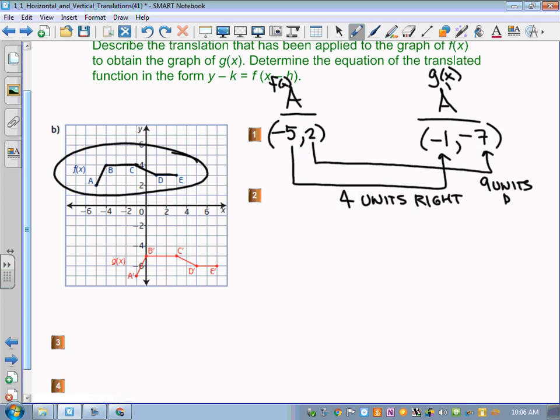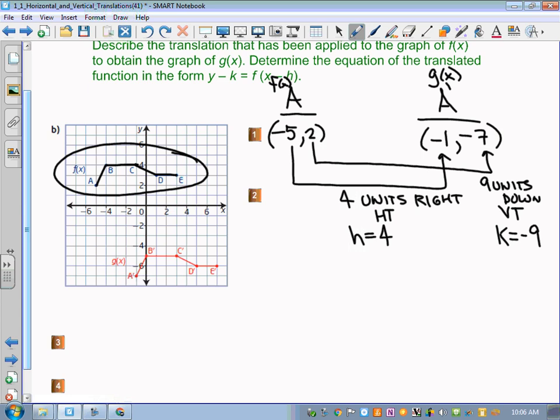Now, 4 units to the right is a horizontal translation, and it means that h is positive 4. Very important to identify that it's positive 4. 9 units down is a vertical translation, and it means that k is negative 9. It's very, very important that we make that connection between the language and the value of each parameter so that we can follow the math through from start to finish.